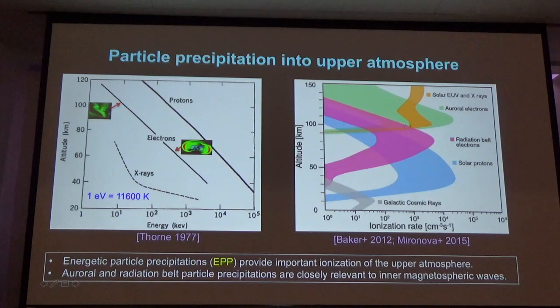Below a couple of 100 kilometers, where the solar EUV and X-rays become strongly attenuated, as we can see, the energetic particle precipitation plays an important role in ionizing the upper atmosphere. And especially those radiation belt and aurora electron precipitations are closely relevant to the inner magnetospheric waves.